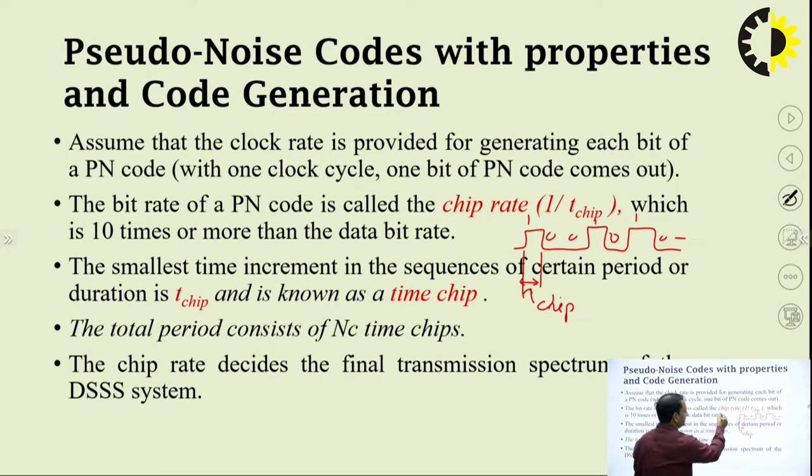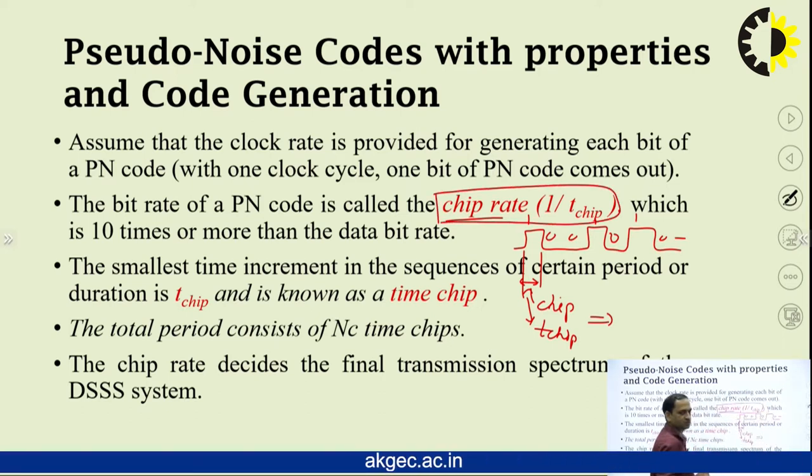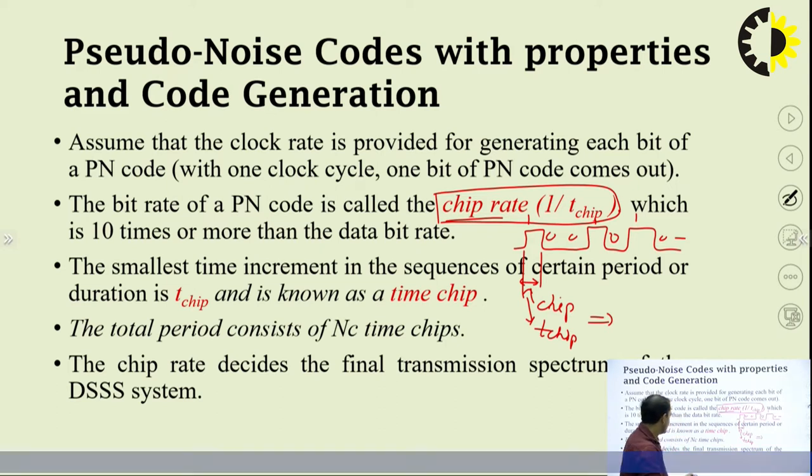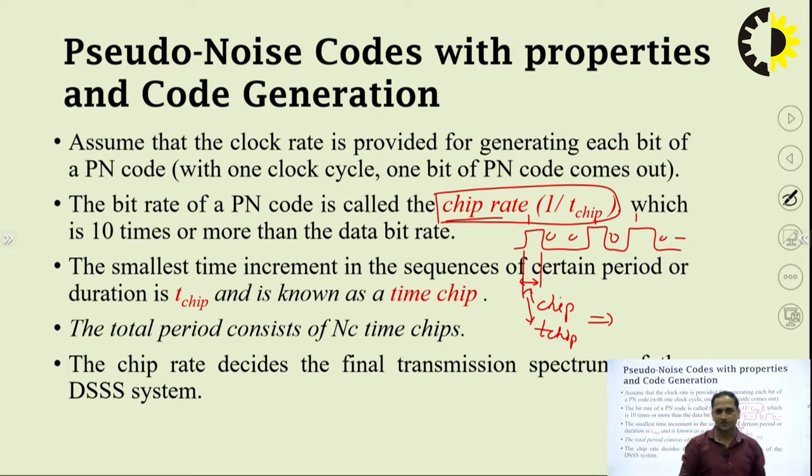And what will the chip rate be? This duration is nothing but T chip, and the chip rate will be equal to 1 upon T chip. This is 1 upon T chip, which is, just for approximation, 10 times more than the data bit rate, right? So T chip is the duration of one bit in the PN sequence, and the chip rate is 1 upon T chip. That is very, very important to understand.